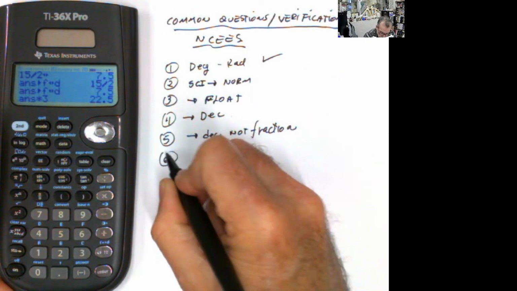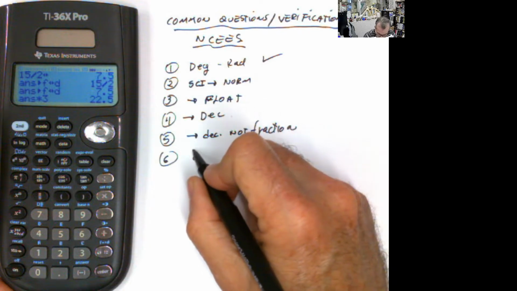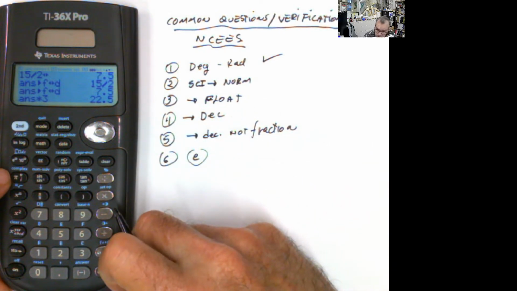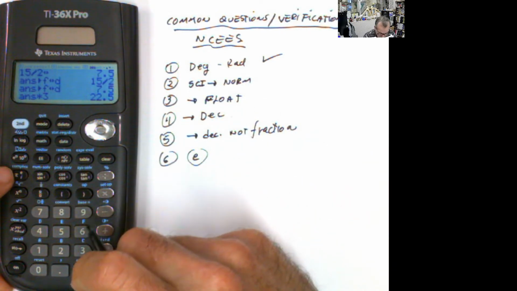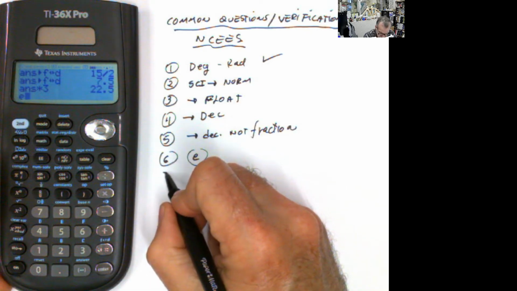Another question is, what is the exponential? You know, e to the whatever. Well, it can be found here. If you hit this once, you have pi. If you hit it twice, there you go, you have the exponential. That's where the exponential is.